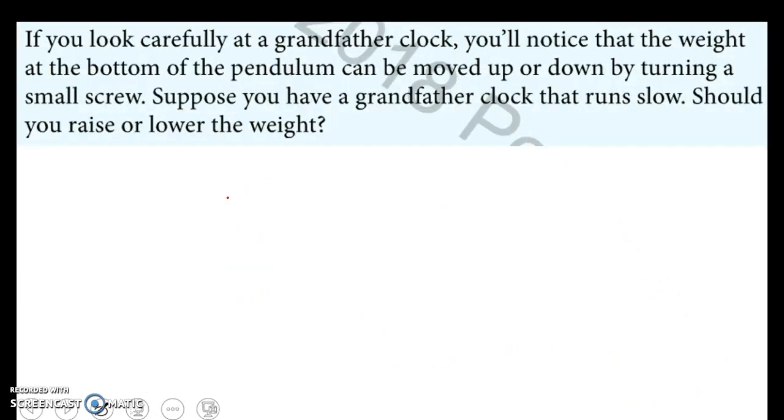So, looking at the grandfather clock, the weight at the bottom of the pendulum can be moved up or down by turning a small screw. So you've got the grandfather clock, you've got that weight down here, and it moves back and forth. But you can adjust that. You can adjust this length.